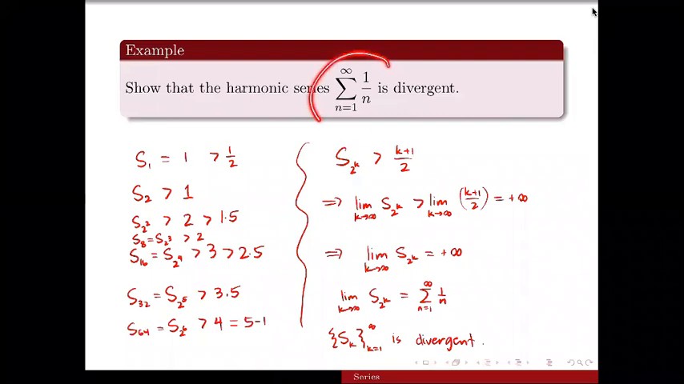So harmonic series, it's the usual name for this series. If I ask you to use the harmonic series, it's this guy here: the sum of 1 over n from 1 up to plus infinity.